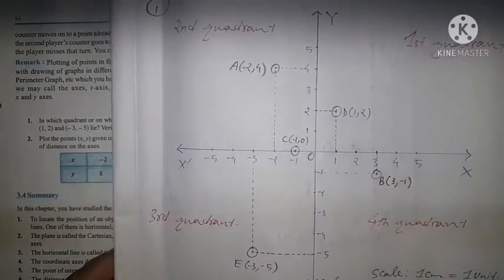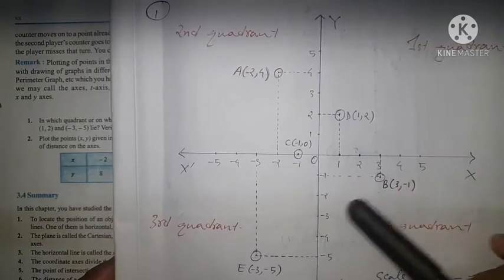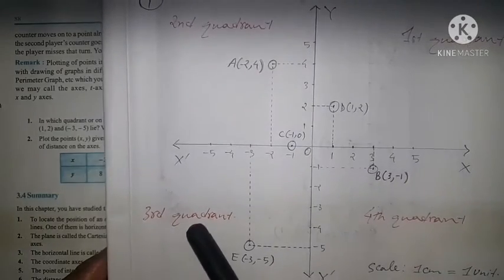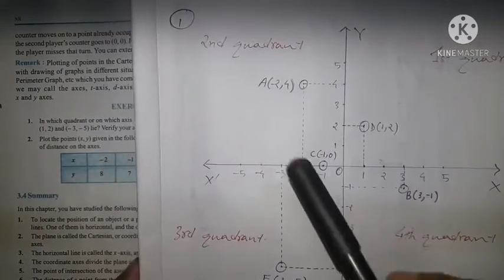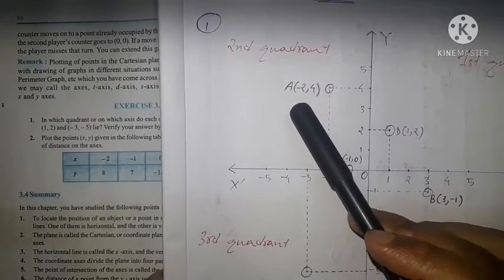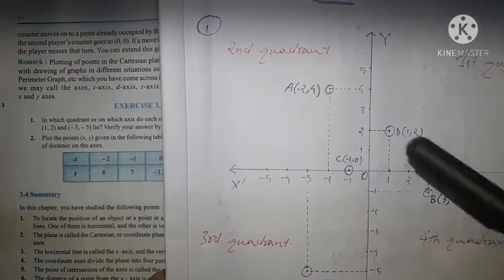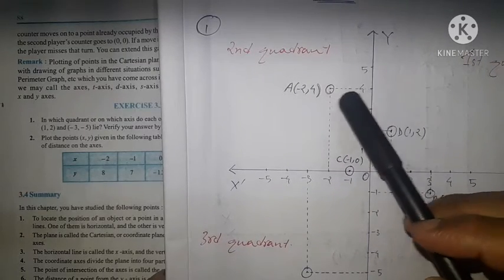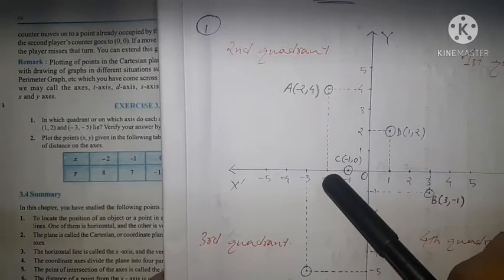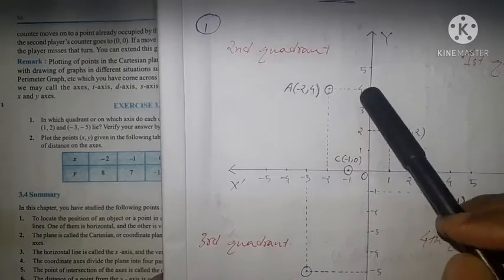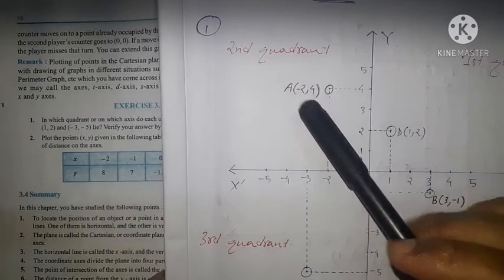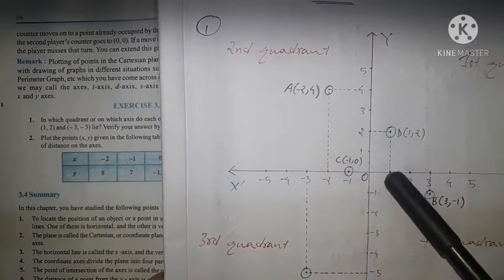So this is the Cartesian plane, as we can see. This is the first quadrant, this is the second quadrant, this is the third quadrant, and this is the fourth quadrant. The first point which is given is (-2, 4). We name this point A. That means we need to draw two perpendiculars, from -2 on the x-axis and 4 on the y-axis. They intersect at this point. So these are the coordinates for point A, that is (-2, 4).